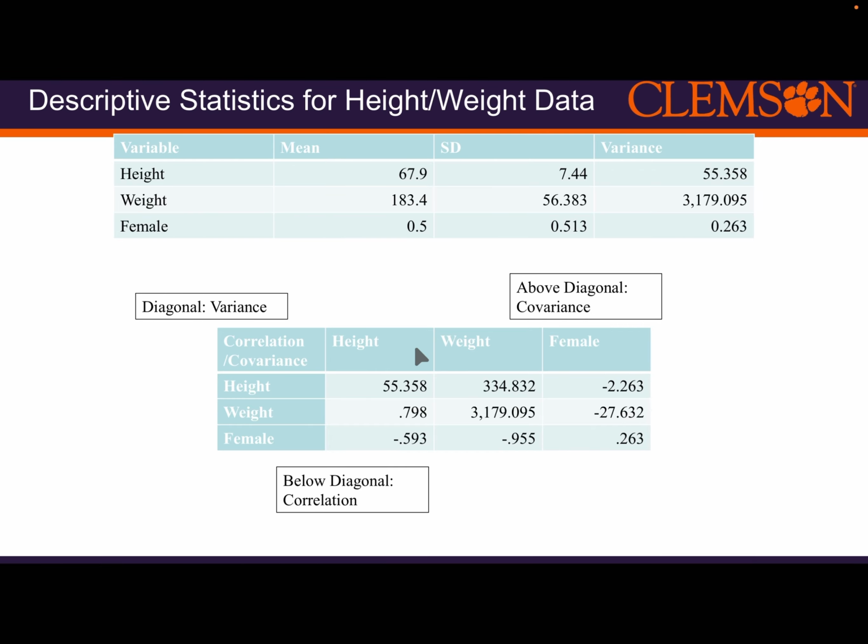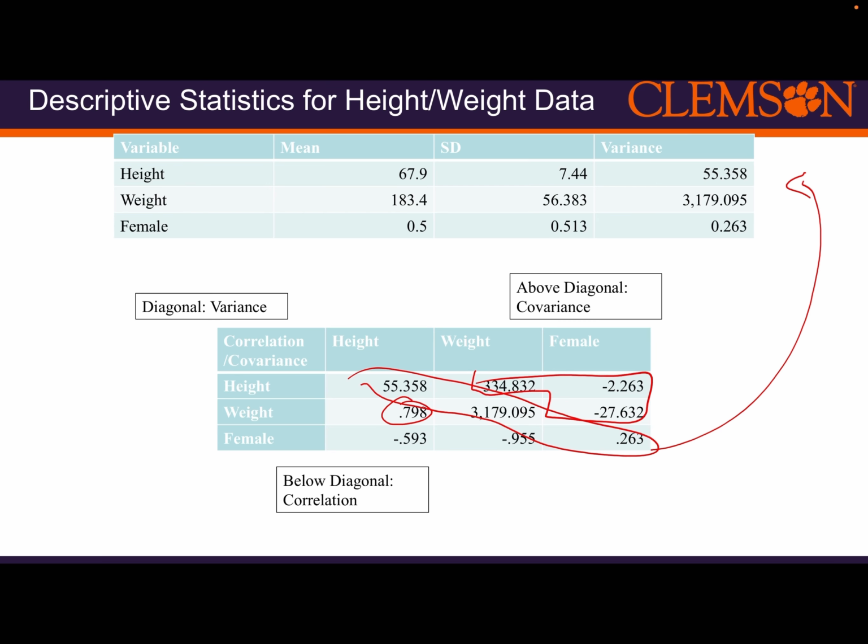In the table below, the bottom triangle represents the correlation between a pair of variables. So 0.798 is the correlation between height and weight. The diagonal of the table are all the variances, and the upper triangle are covariances.